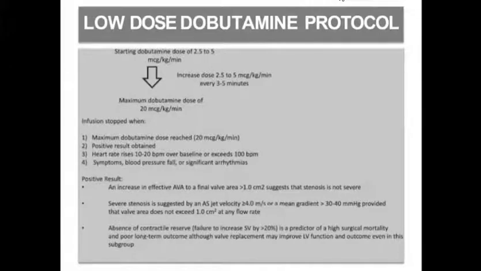A positive result with an increase in effective aortic area to a final valve area more than 1 suggests the stenosis is not severe. Severe stenosis is suggested by an aortic jet velocity more than 4, mean gradient 30 to 40, and valve area that does not exceed 1 at any flow rate. The absence of contractile reserve, that is the failure to increase stroke volume, is a predictor of high surgical mortality and poor outcome, although valve replacement may improve LV function and outcome in this subgroup also.